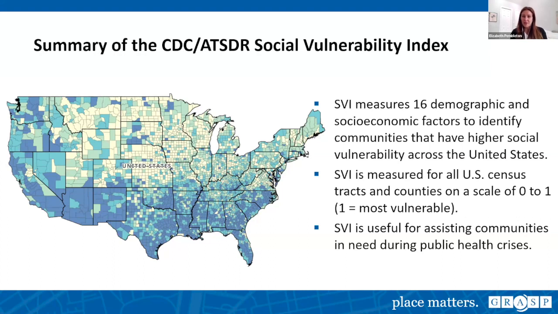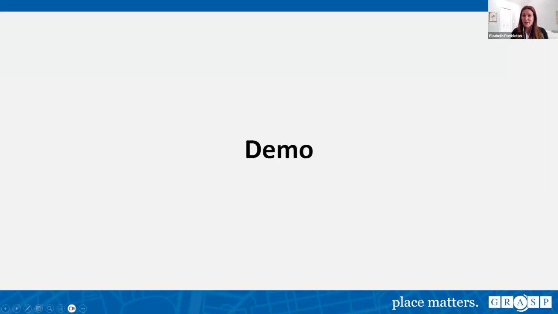And we provide SVI information for all US Census tracts and all US counties, and we rank them on a scale of 0 to 1, with 0 as the least vulnerable and 1 as the most vulnerable. And the SVI is a tool to assist communities before, during, and after public health crises. So I will now stop sharing my presentation and dive into a little bit of a demo here.